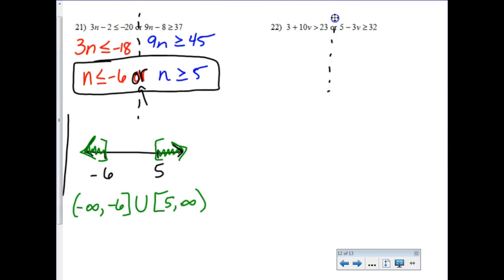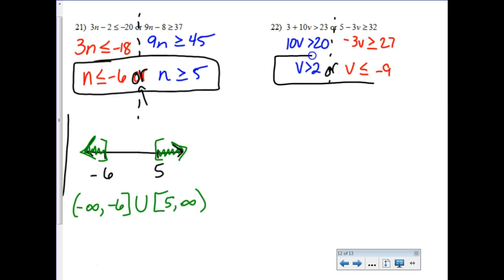Alright, same idea here, guys. We are solving, so when we're done, we're going to have "or" in our solution. Let's subtract the 3. So 10v greater than 20. So v is greater than 2. Or, I don't know why I wrote it so low, or, let's subtract 5. So we have -3v greater than or equal to 27. Now be careful here, because you're dividing by a -3, you are going to have to flip your sign. So v is now less than or equal to -9. So this is your inequality solution.